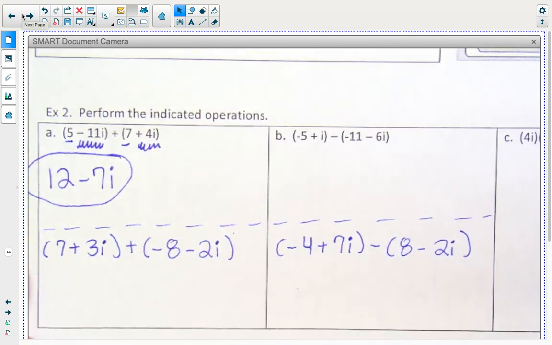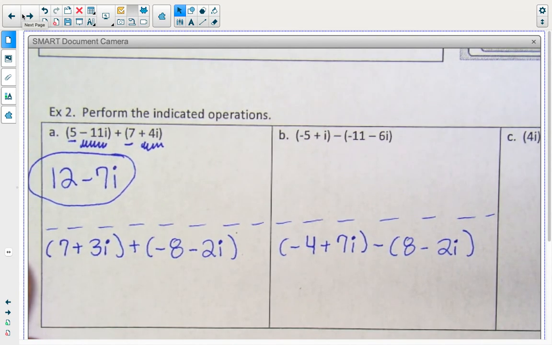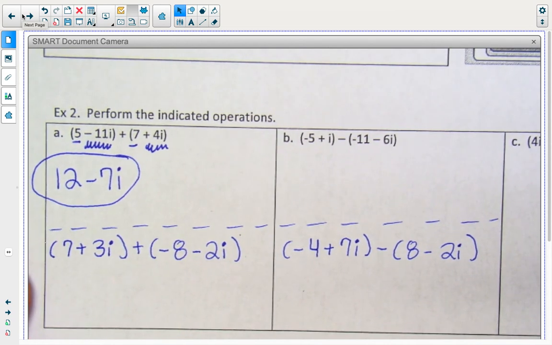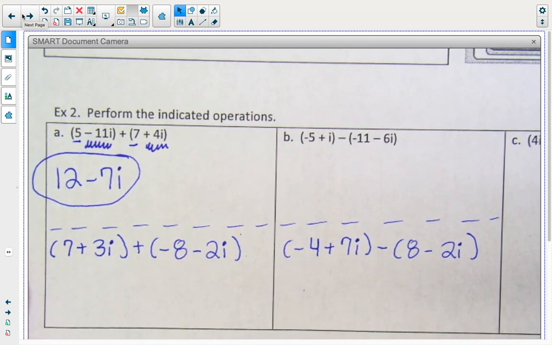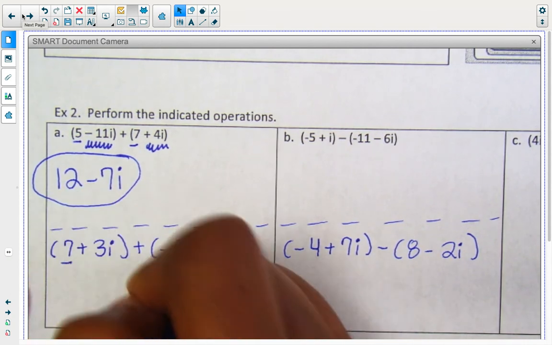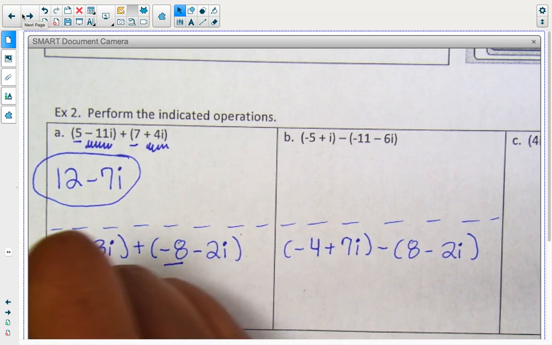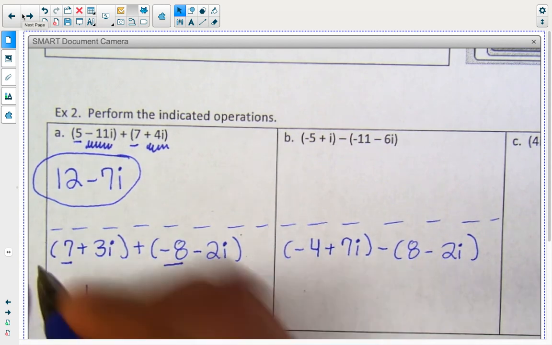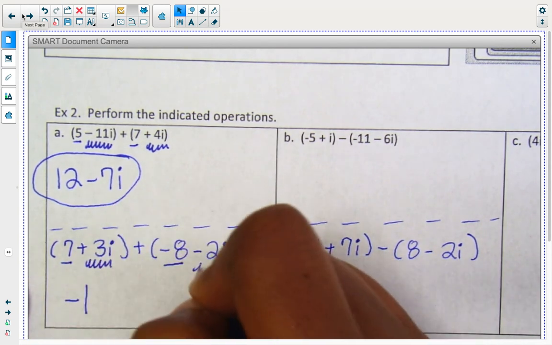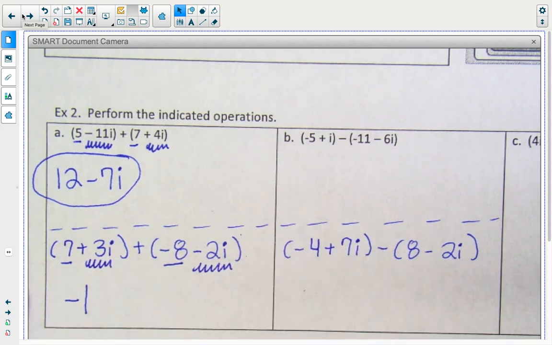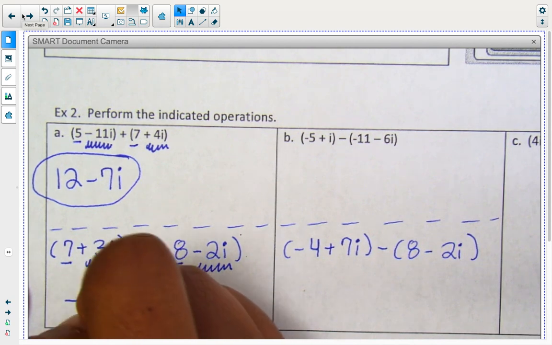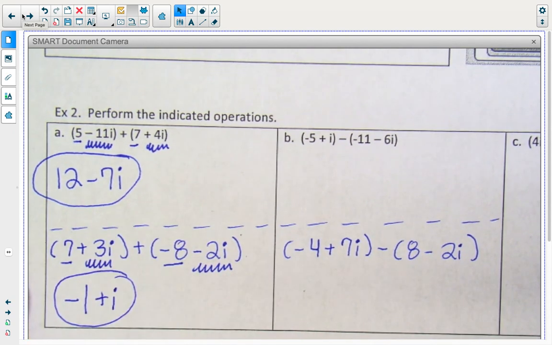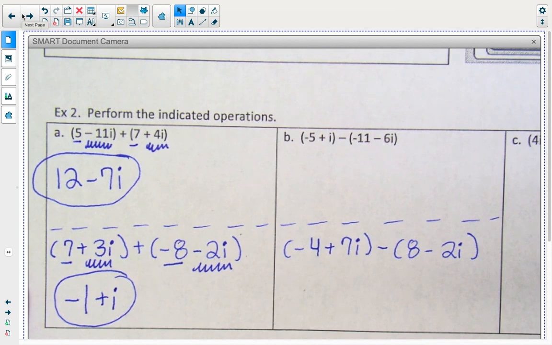Okay, it is just that simple. 5 plus 7, negative 11i plus 4i. Real plus real, imaginary plus imaginary. Let's try another example down here. We're going to be adding 7 plus negative 8. That gives me negative 1. And then I'm going to be adding 3i minus 2i. And 3i plus a negative 2i is 1i. So that is our answer. We did real plus real, and then imaginary plus imaginary.